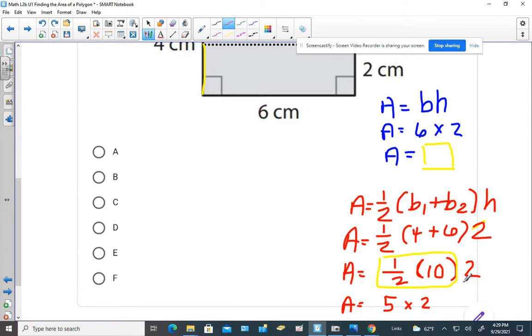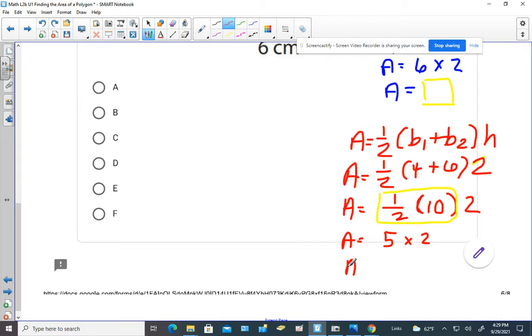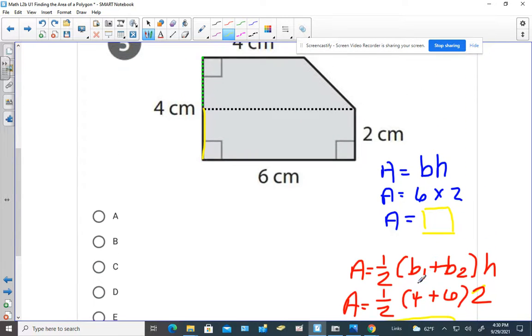All right, so you'll finish that up, and you're going to get some number. I'm going to leave a yellow box, but you're actually going to put a number on your piece of paper, and that would be square centimeters. So the only thing left you have to do to find the answer is to add the number that you have here and the number that you have here, and that will be your answer for number 5.